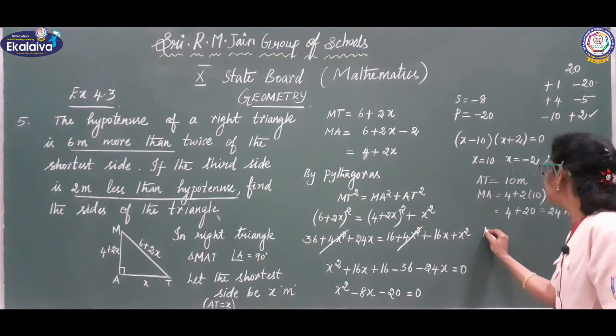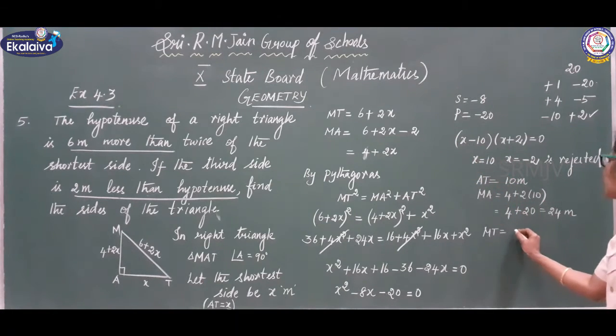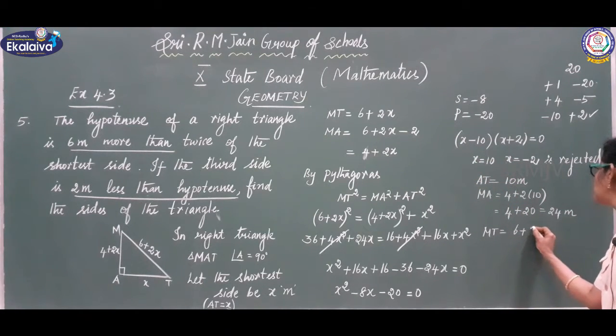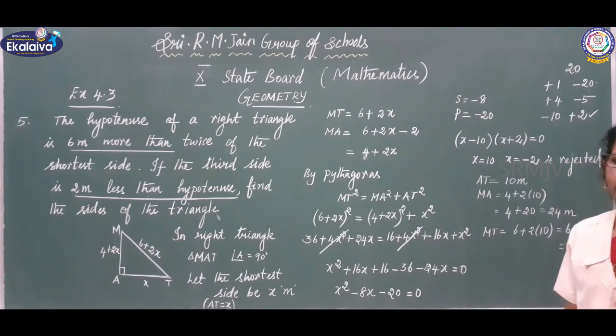Now, MT equal to 6 plus 2x, 6 plus 2 into 10, that is 6 plus 20, which is equal to 26 meter. All the sides we found. One more beauty is there in this question, the 26, 24 and 10. These three numbers are Pythagorean triplets, right?